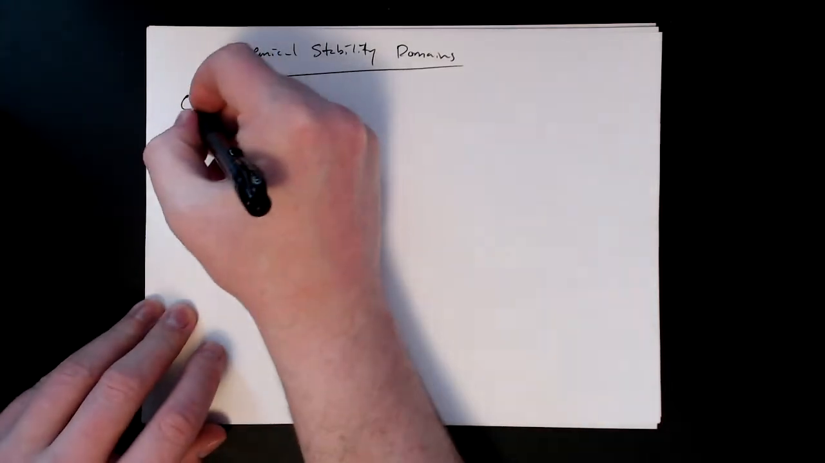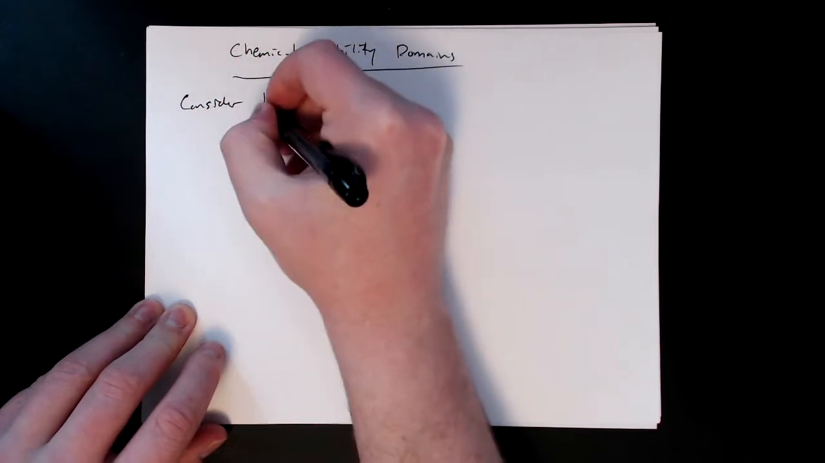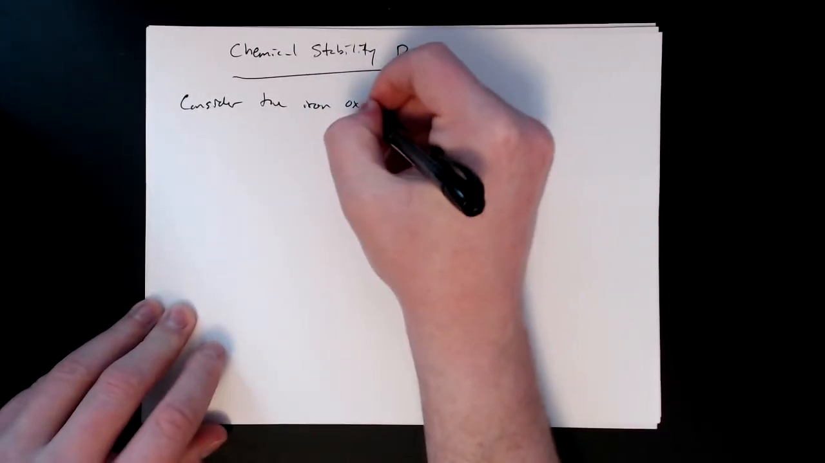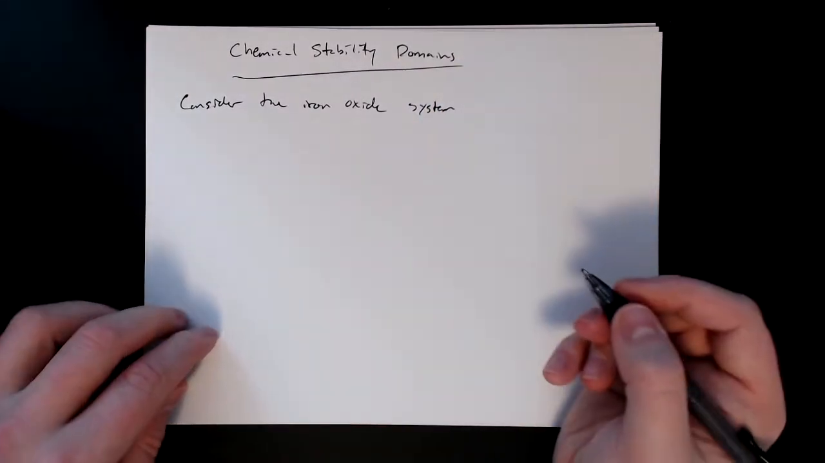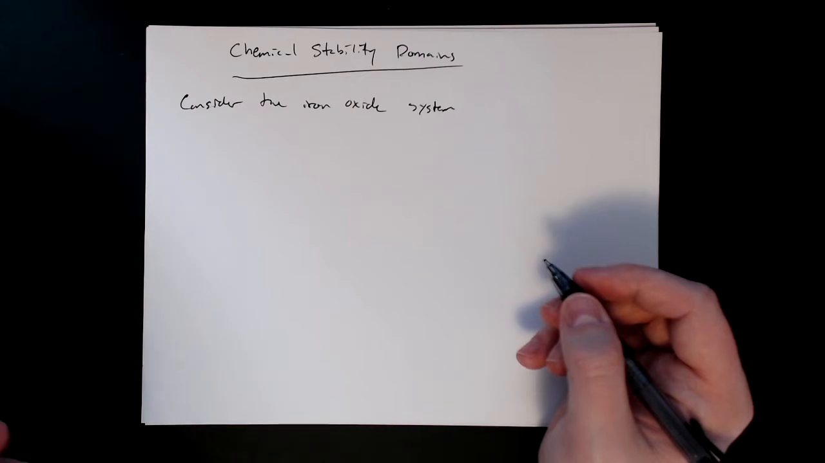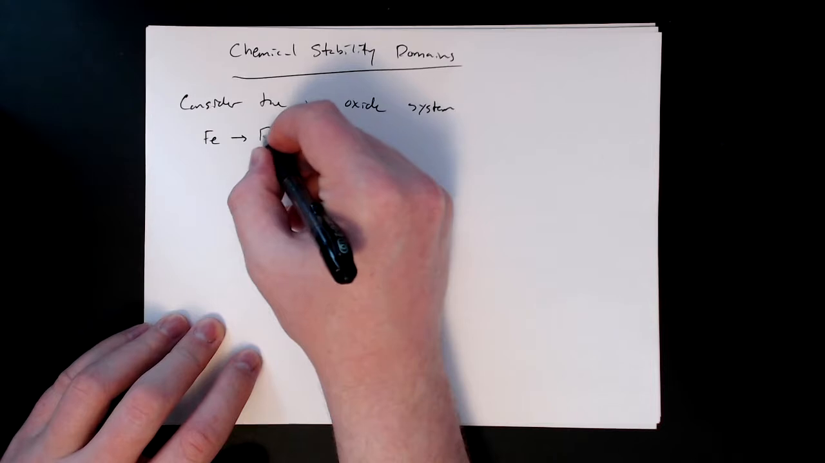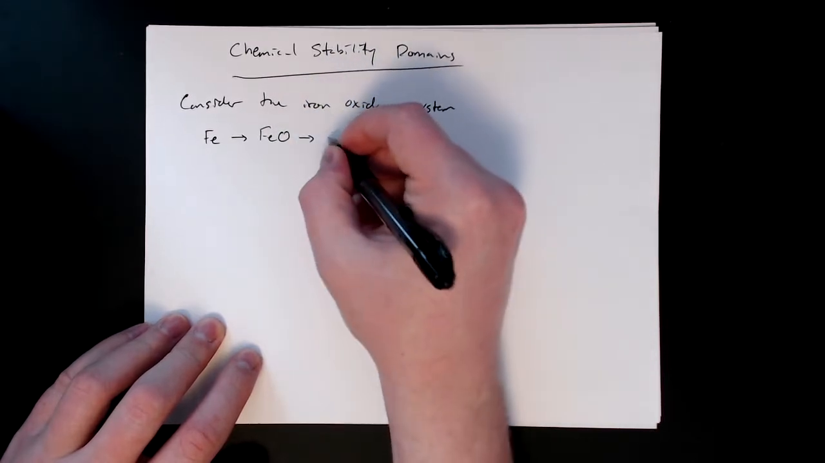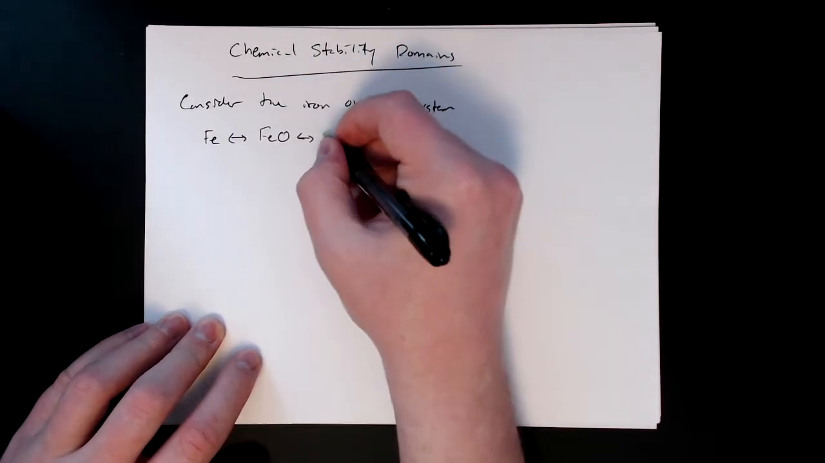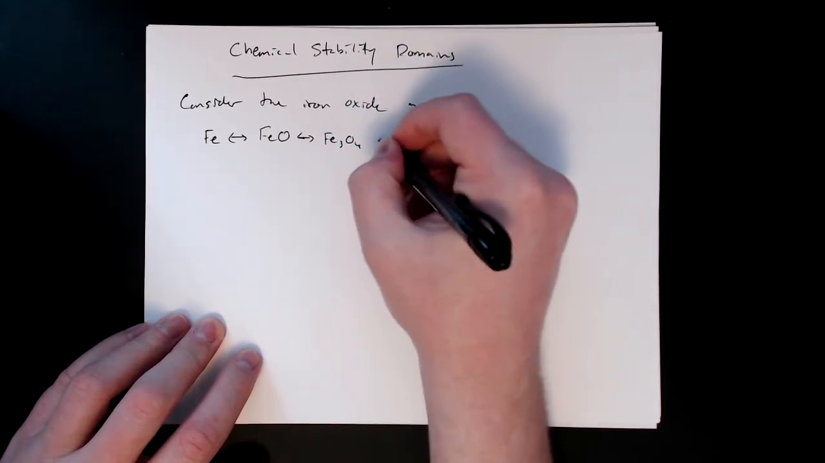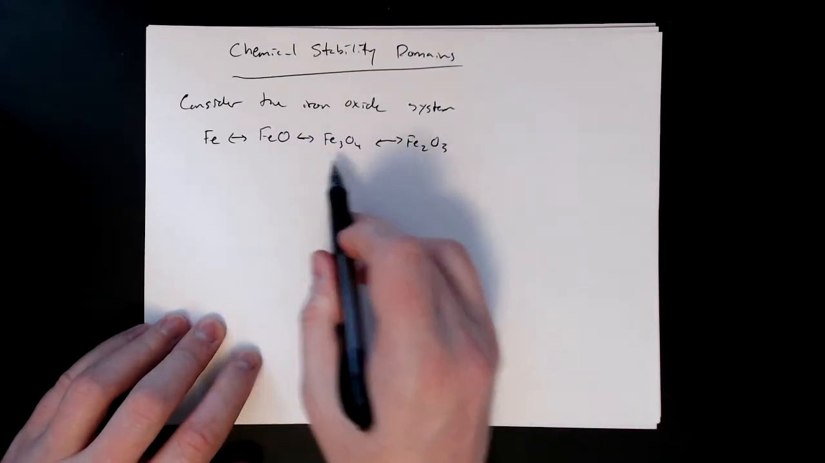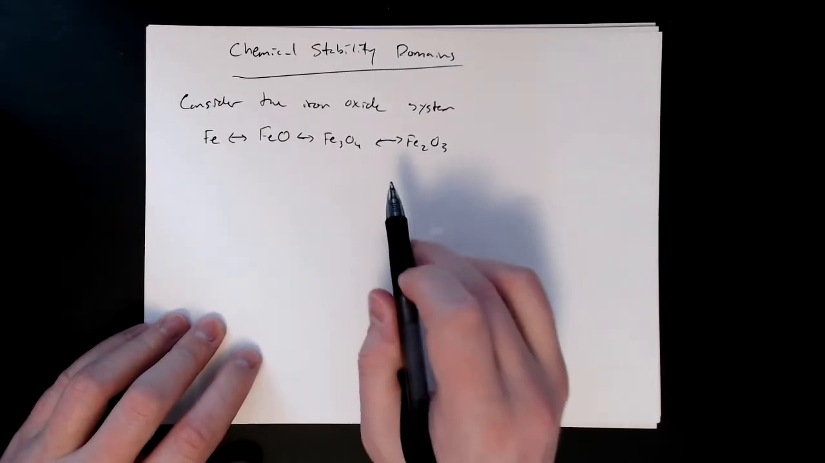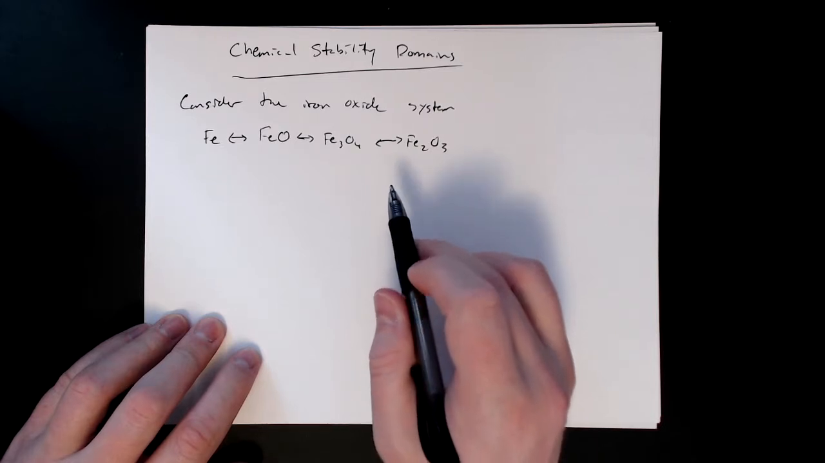So if we consider the iron oxide system, I mentioned that there were these other oxides, not just FeO, but there's multiple. So we can have iron, we could have iron oxide, but then we could also have the other ones that we didn't talk about. We could have Fe3O4. We could also have Fe2O3. And all of these would be stable at particular oxygen partial pressures.